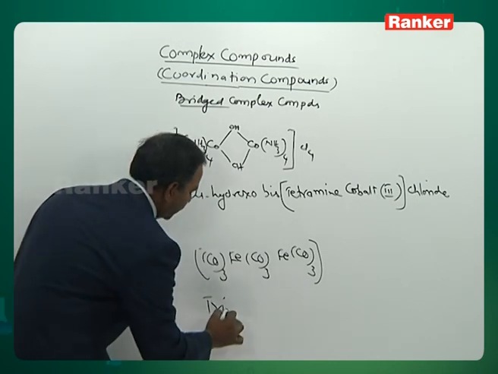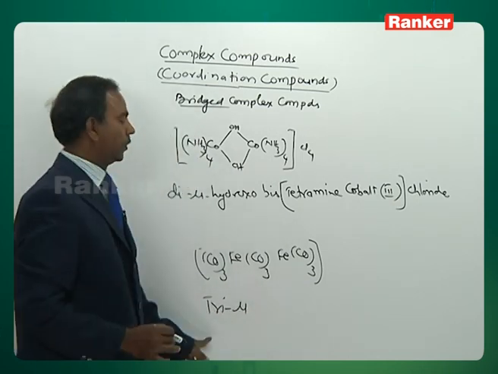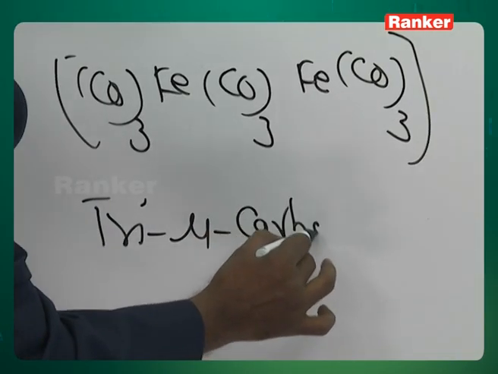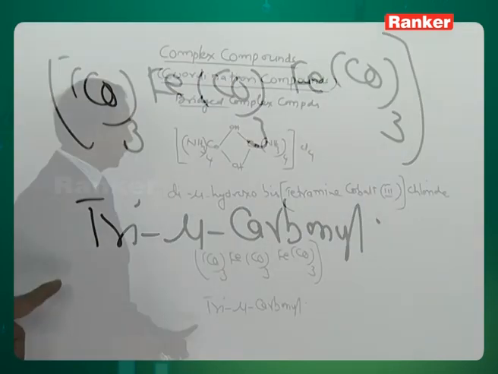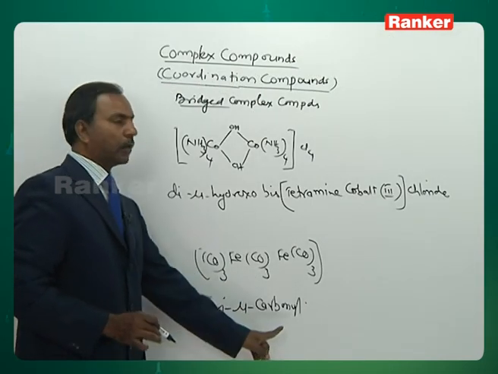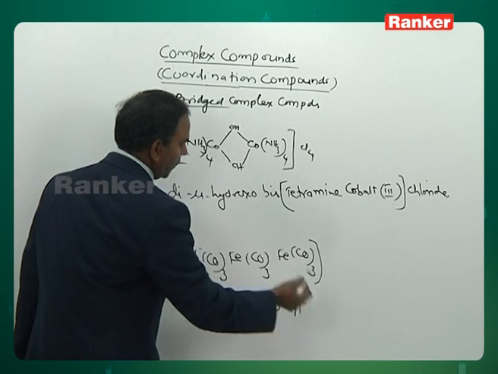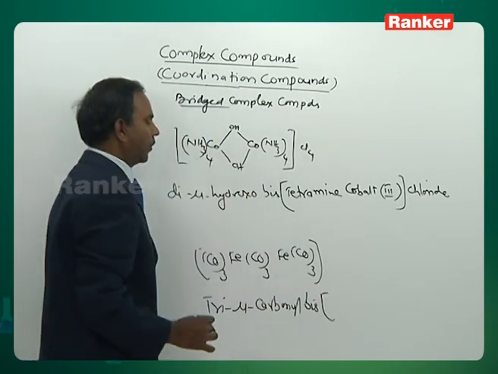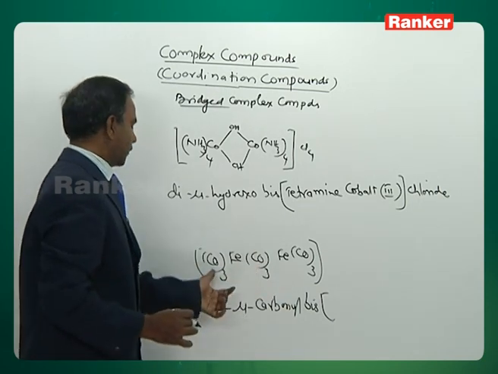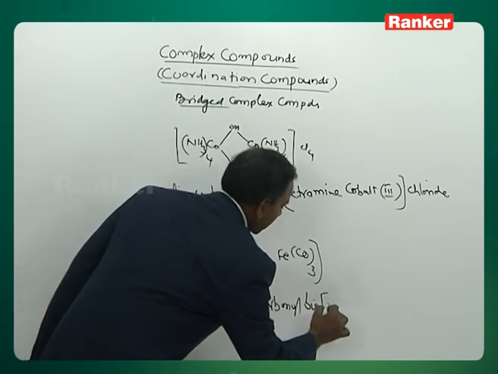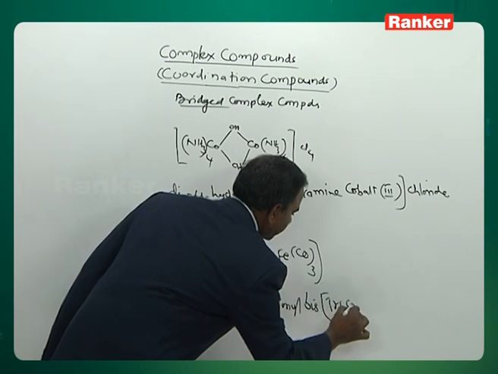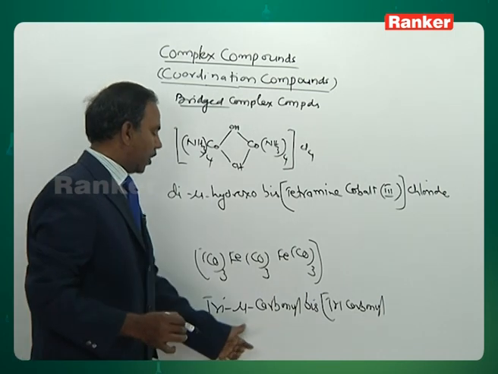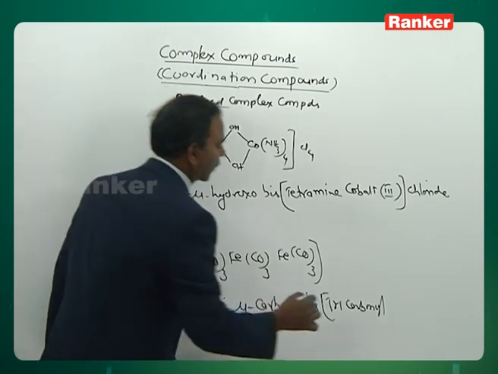Then to represent the bridges, what I said? Mu. Tri mu, 3 bridges. What are bridging? Carbonyl. Carbonyl are bridging. Next, to represent on either side, what I said? Put bis and a big bracket. Then whatever is on either side, we can represent as tricarbonyl. Trimu carbonyl bis, tricarbonyl, iron.